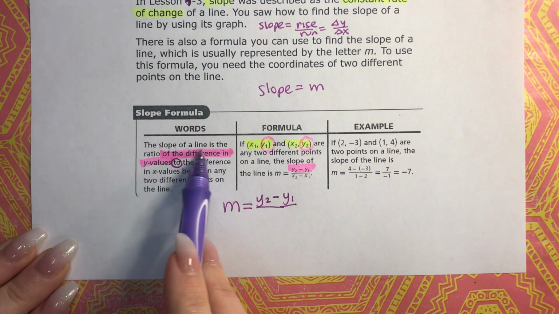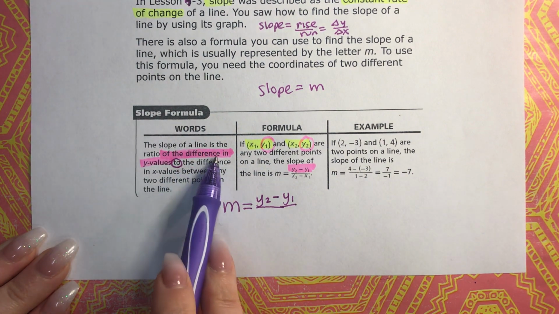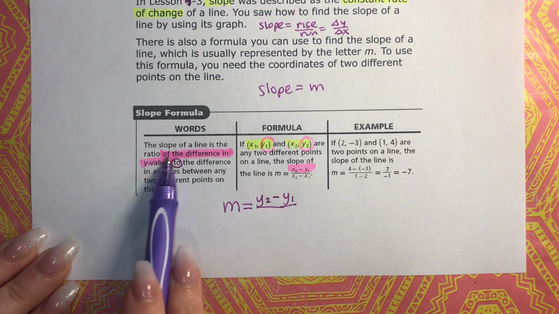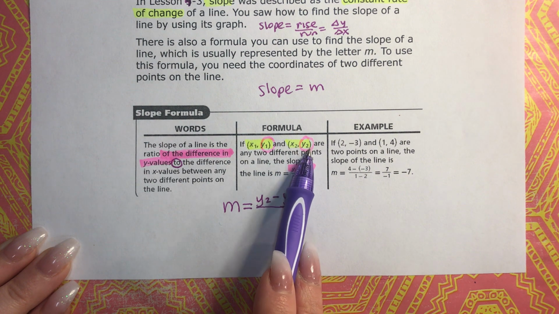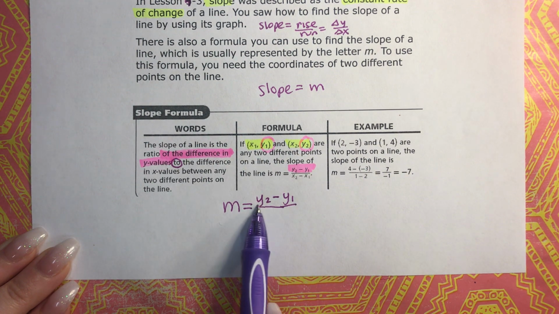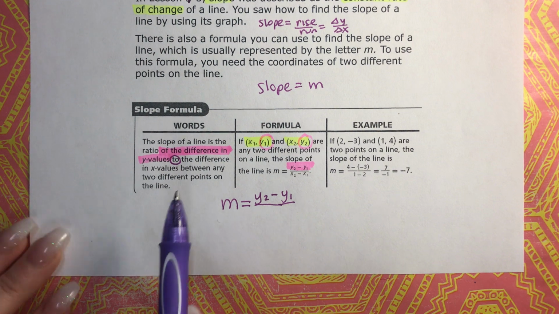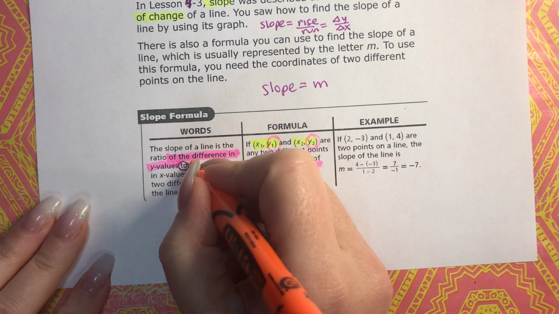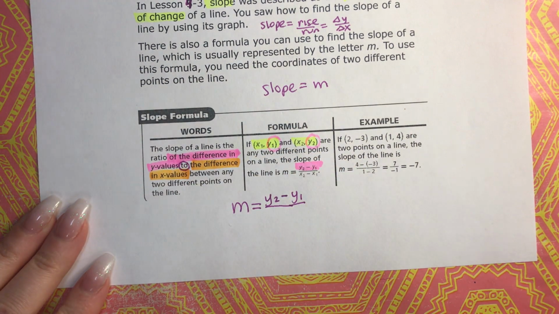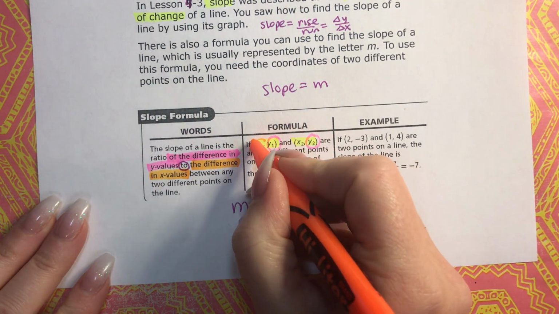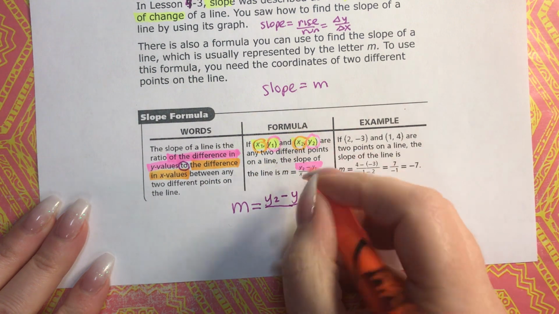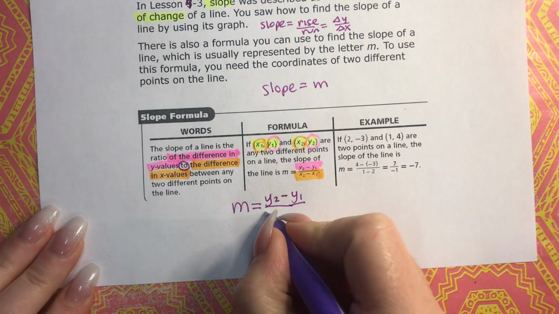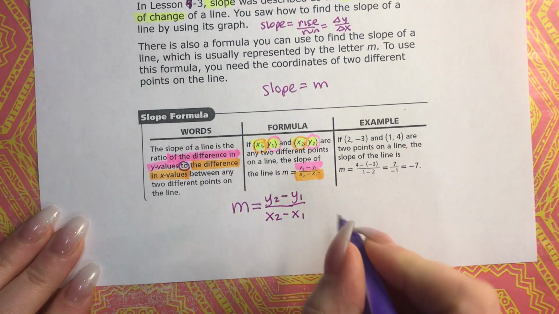So far we have the slope of a line, that's m. Is means equals. The ratio means we have a fraction. It's about to tell us what goes on the top of the fraction: the difference of the y values. So our y values are y2 and y1, and we've taken the difference of those two, y2 minus y1. Then, over the difference in the x values. We're looking at these x values, x1 and x2, and we find the difference, which means we just subtract those two. So this is our slope formula right here.